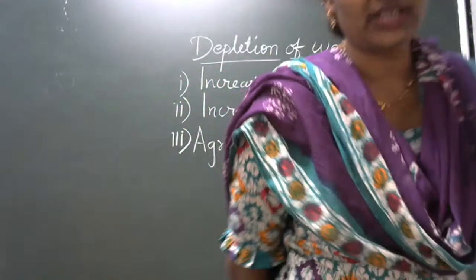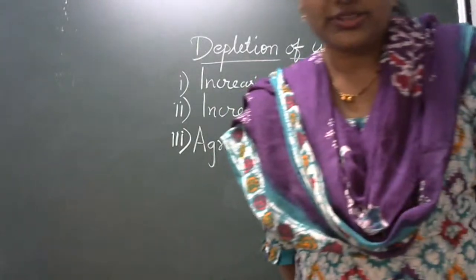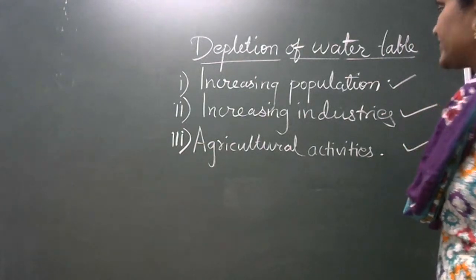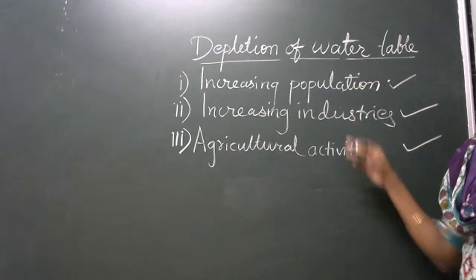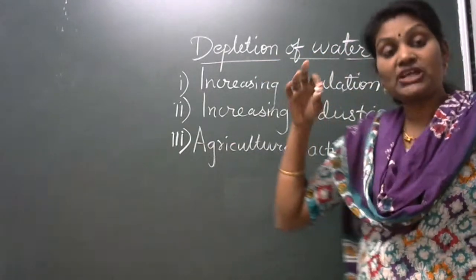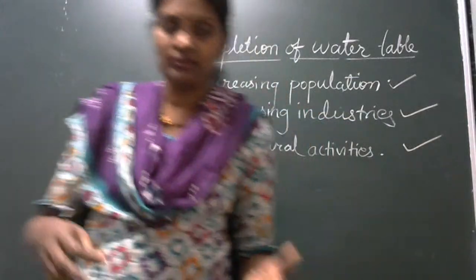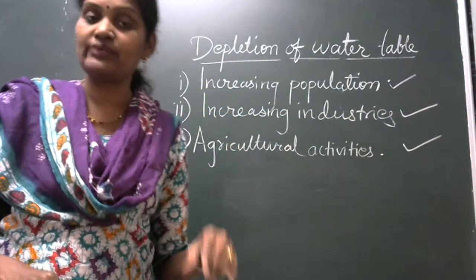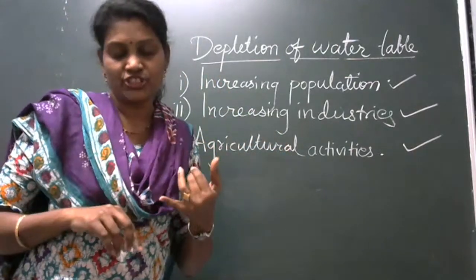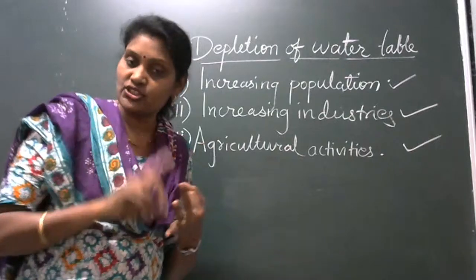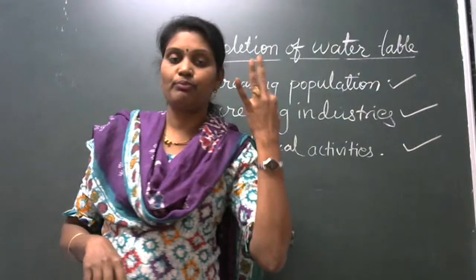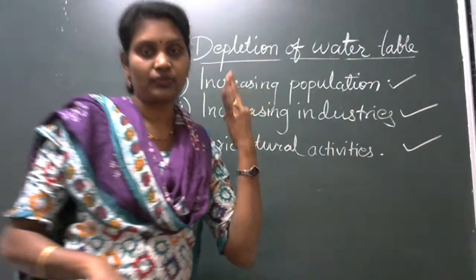Now, next another is, so these are few, we can say, the points that are responsible for depletion of the water table, which are the causes for the water table. वाटर टेबल नीचे जाने के लिए, वाटर टेबल के डिप्लीशन के लिए ये रीजंस है. पॉपुलेशन है, इंडस्ट्री है, एग्रीकल्चर एक्टिविटीज है. अंडरस्टूड स्टूडेंट्स? 3 points, have you understood?